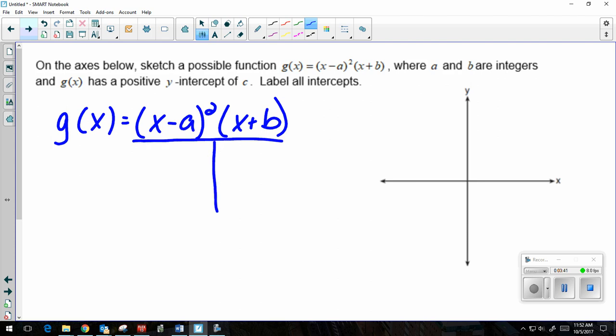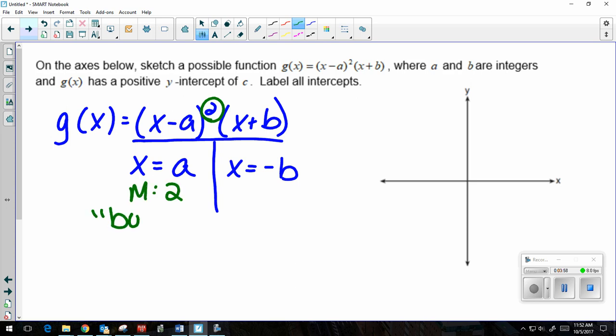You can take the shortcut here, or you can set it equal to 0 and solve, but if you're using the shortcut, remember it's just going to be the opposite of the factor. So I have x equals a and x equals negative b. So for this one, I have a multiplicity of 2, which means it's going to be a bounce. There's no exponent here, so there's an imaginary 1. So I have a multiplicity of 1. So this one's going to go straight through.